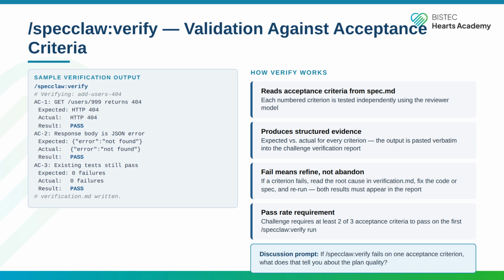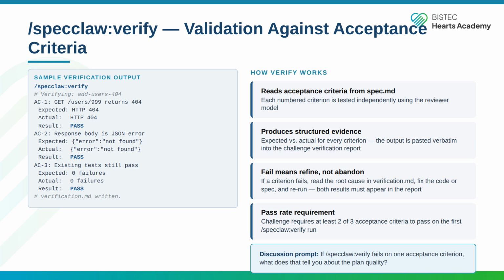The correct response is to fix the code or refine the spec and rerun. Both the initial fail result and the subsequent pass result should appear in the verification report, showing the fix matters as much as showing the pass.